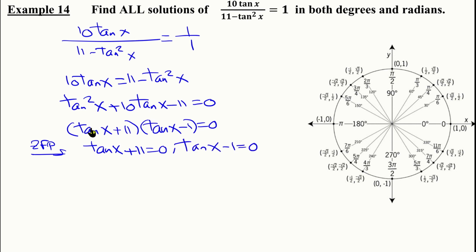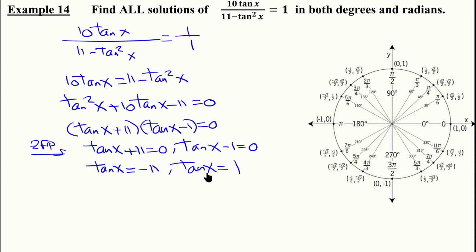Let's stick to the good habit of always checking these. First times first is first, last times last is last. The inner product is 11 tan x, the outer is negative tan x, and they add up to the middle term. So you should always check those. So we get tan x equals negative 11, or tan x equals 1.